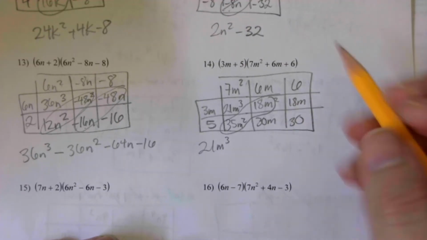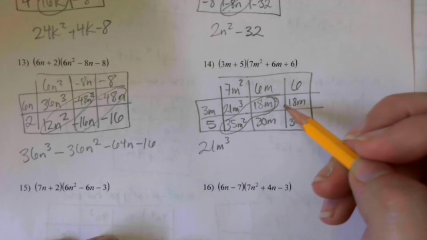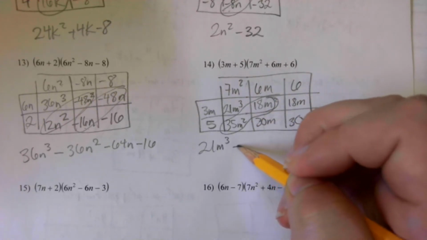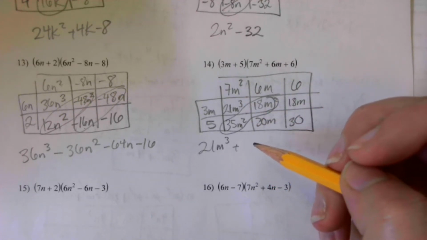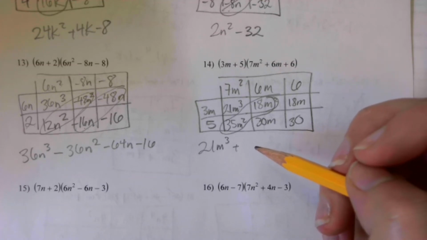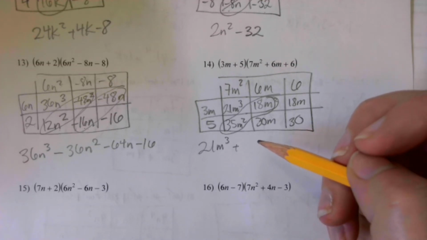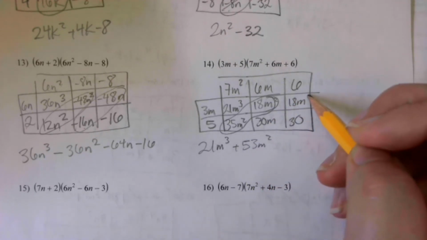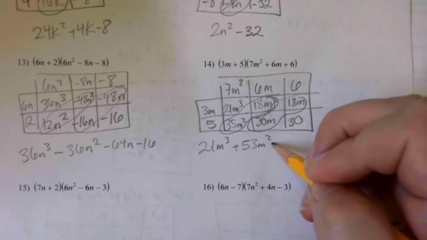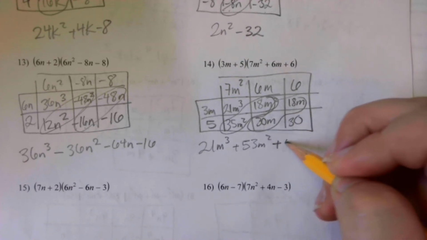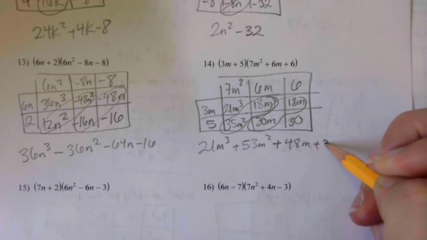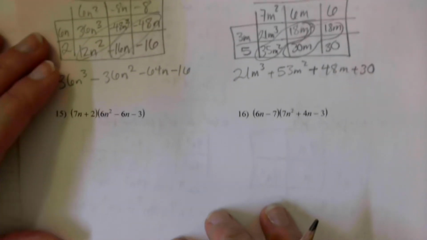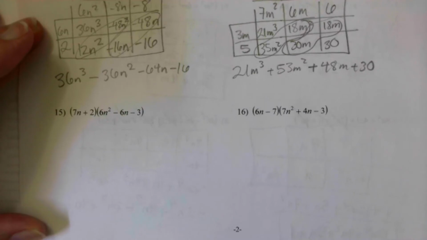Everything's positive. 18 plus 35. 53? 18. Yeah. 53. 48 and 30. And I'm done. That's it. 2 more examples for you.